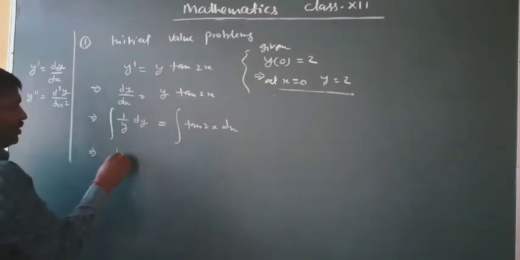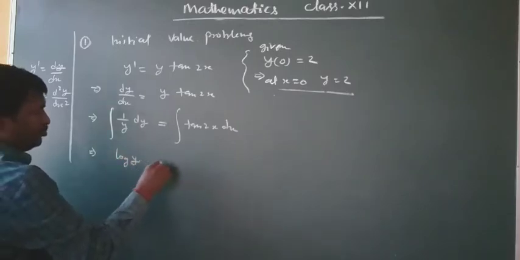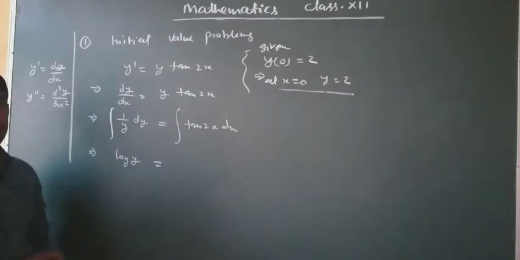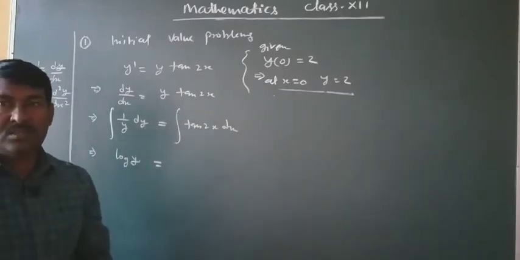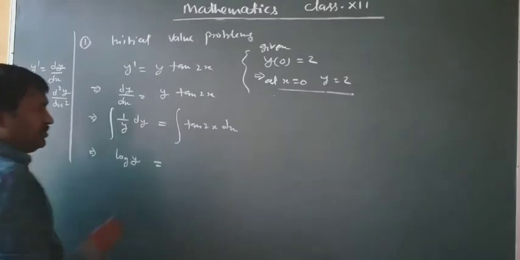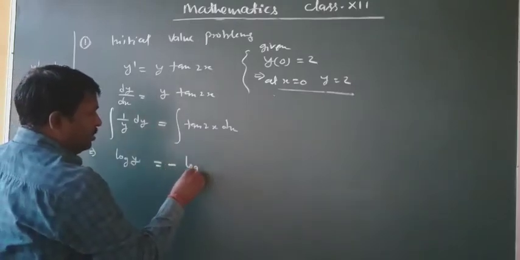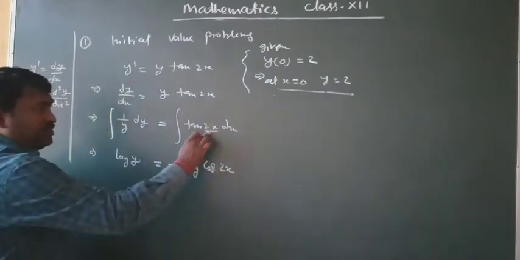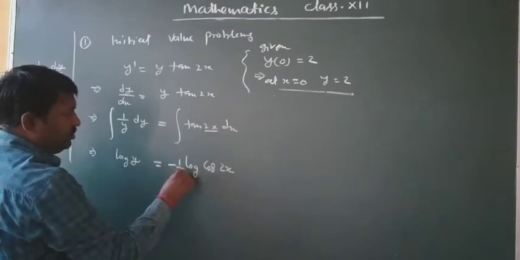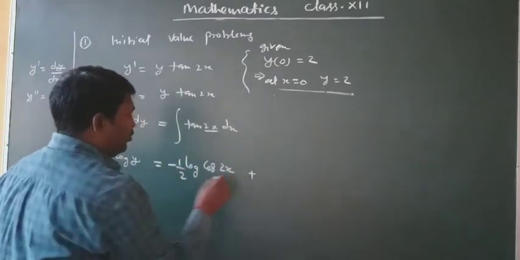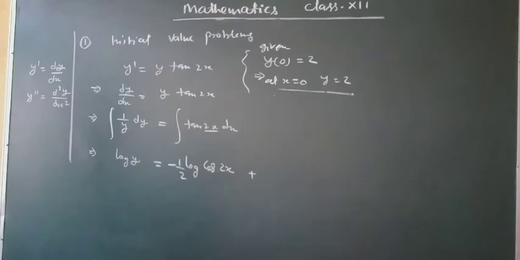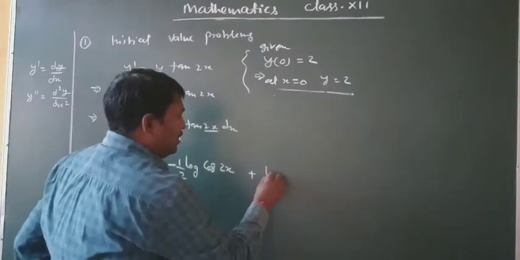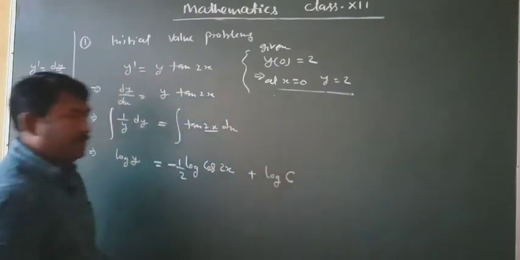Integrating both sides, what do we get? We get log y is equal to, now what is the integration of tan 2x? Do you know the integration of tan x? Of course, minus log cos x. At the place of x it is 2x, so dividing by the differentiation of 2x, which is 2, we get 1 by 2 minus log cos 2x. Since both terms of the integration are in the form of log, we can take the constant in the form of log c. Got the point?